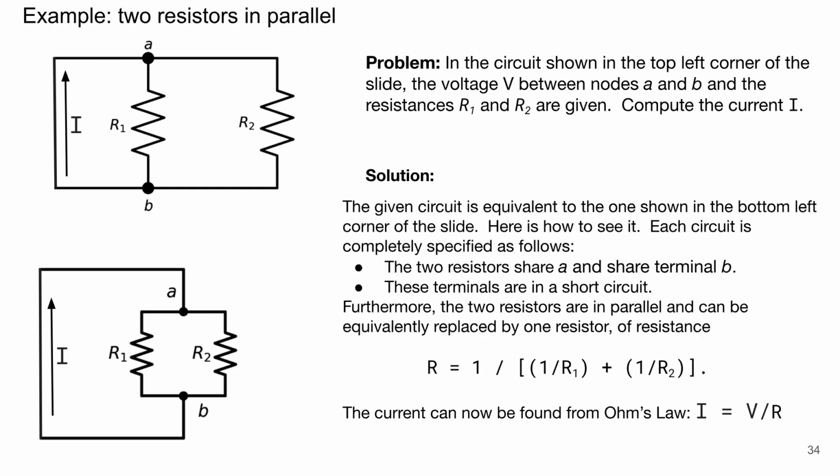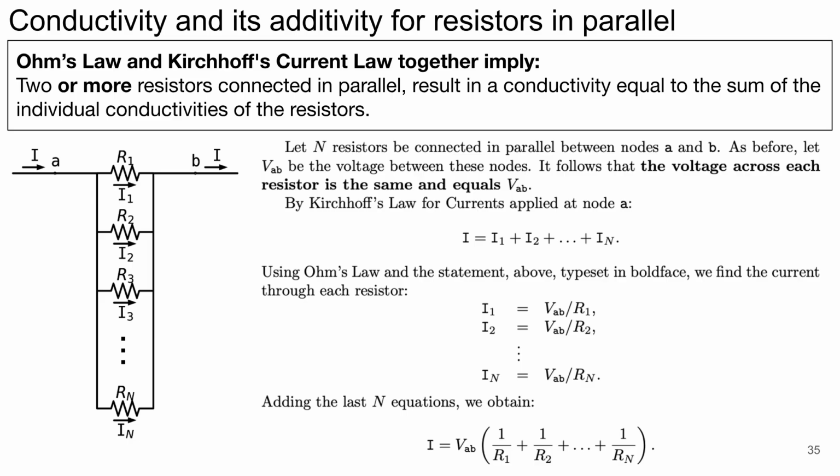In the circuit shown in the top left corner of the slide, the voltage V between nodes A and B and the resistances R1 and R2 are given. Compute the current I. You can pause here if you would like to examine the solution shown. We now present the promised proof of the frame statement that tells how to replace any number of resistors in parallel by one equivalent resistor. Let n resistors be connected between nodes A and B as shown. We now present the proof of the frame statement without commentary. You can pause here if you would like more time to examine the proof.